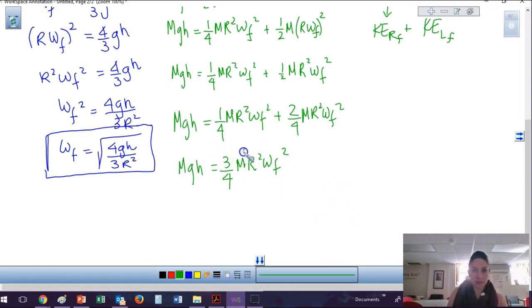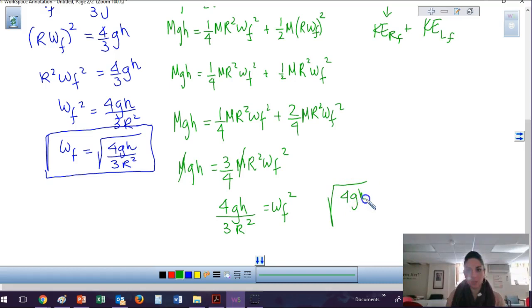All right, our m's can cancel out. And remember that we're solving for omega final. So the 4 comes up, the R squared goes down. So I get 4gh. And then the R and the 3 come down. Okay, and remember that we have to square root this to get the final answer, so I'm going to go ahead and do it. Square root of 4gh over 3R squared equals omega final.